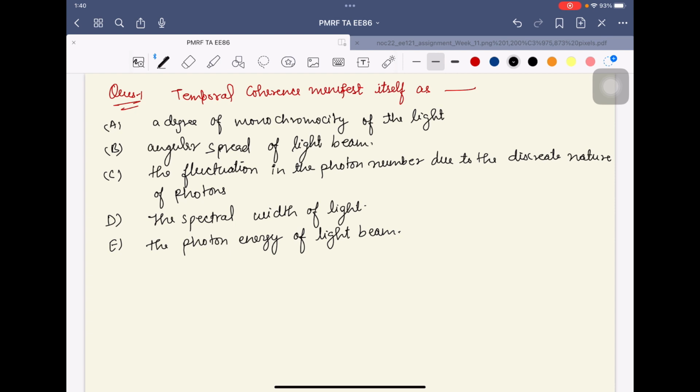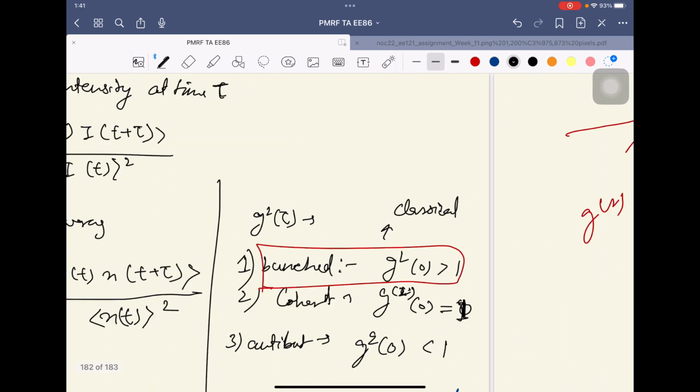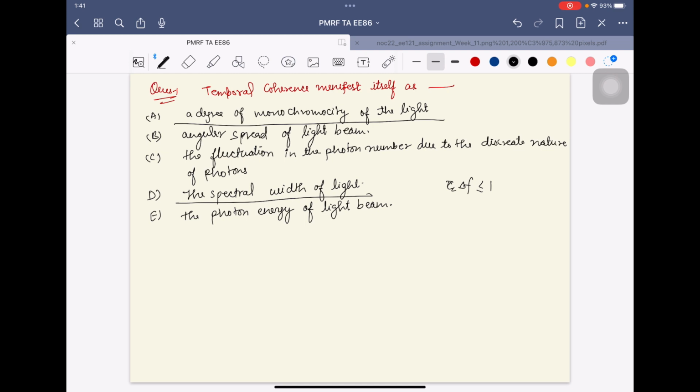So temporal coherence, as I talked about earlier, the degree of monochromaticity of the light is related to the temporal coherence. Another is the spectral width of light. As I said, this tau c and delta f product should be greater than 1, with this relation. So from this you can write that these two are the correct answers.